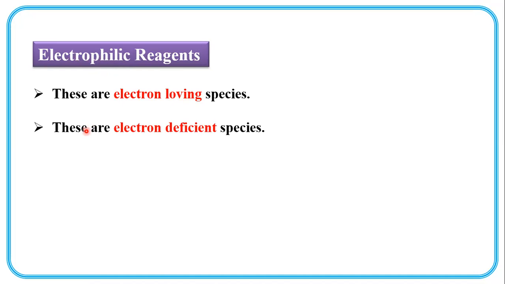These are electron loving, which means it is clear that they must have deficiency of electrons. They must have shortage of electrons, an absence of electrons. As they have no electrons, they are seeking electrons. They are loving electrons. So they are called electrophiles.